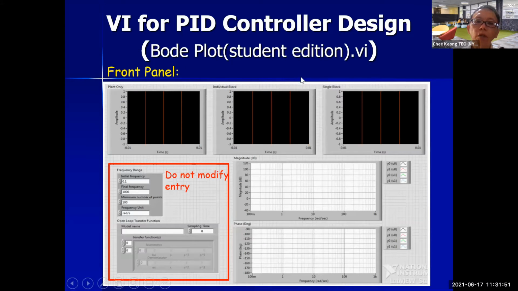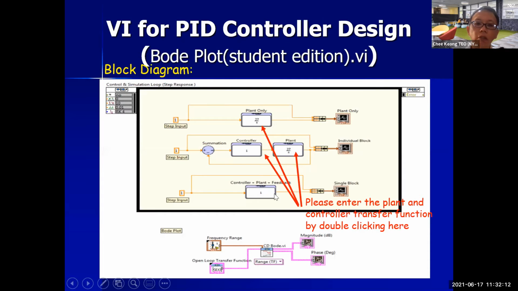So this is the VI. If you use the template that is given there, you can just download it. But remember, you need not modify the front panel. Unlike Lab 5, where you had to key in the transfer function in the front panel, here you don't have to touch the front panel. The entry of all the transfer functions is by double-clicking each of these portions here. For example, if I want to change this to 6/S, I double-click the plant.